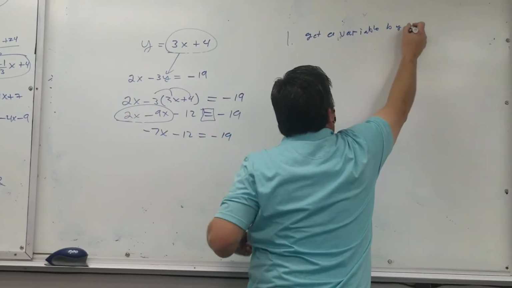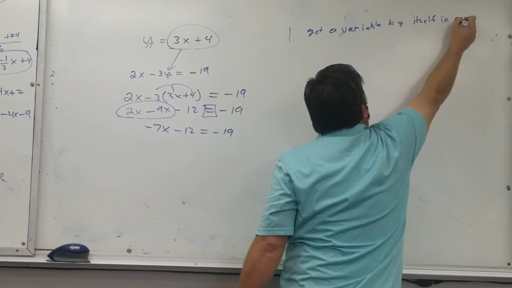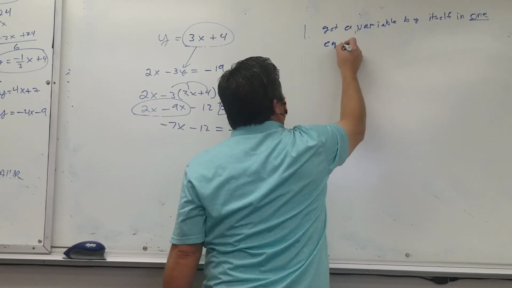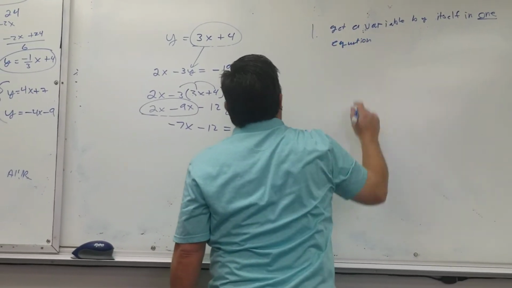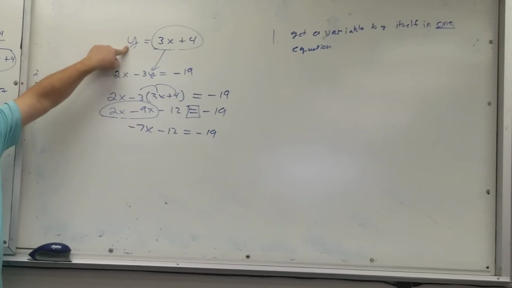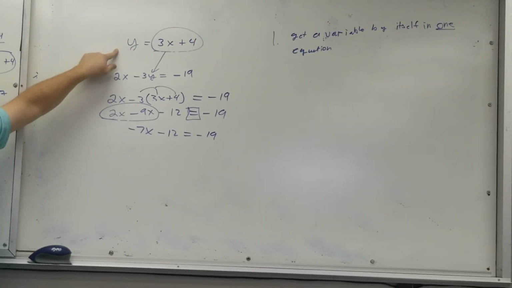By itself, in one, not both, but in one equation. That's the first step. Now, a lot of times this step was already done for you. Was it already done for me here? Yeah, the variable was already by itself. Y was by itself, right? So a lot of times this first step is done.